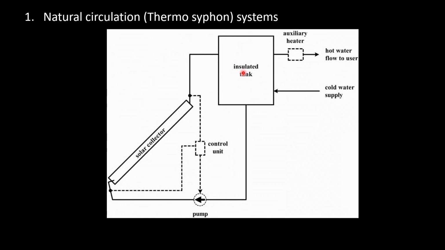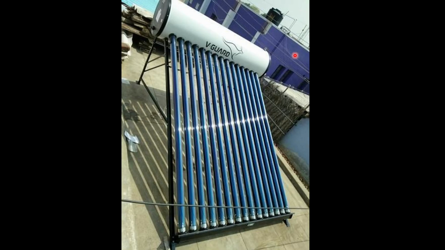This is an insulated tank, so we get hot water at the top and cold water at the bottom. This cycle continues until the entire water in the tank is heated up. When we need hot water, we can take it from the top, and make up the amount of water with the cold water supply. On some days, if the sunlight is not sufficient to heat the water to the required temperature, we can make use of an auxiliary heater. So this is a water heater which is there.